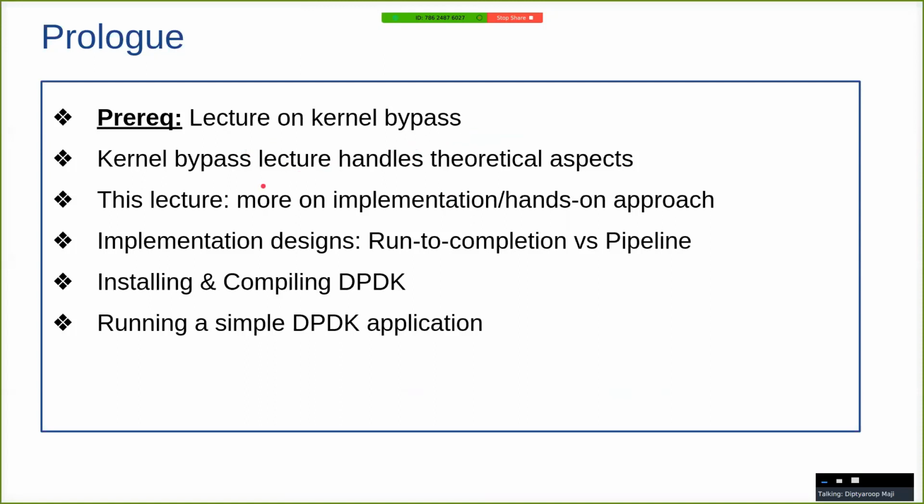While that lecture handles the theoretical aspects of kernel bypass and DPDK, this lecture is focused more on the implementation or hands-on approach on how to code a DPDK application, how to install and compile DPDK, and what are the designs that developers follow while coding and running a DPDK application. So in this lecture, we'll first talk about the implementation designs, then we'll see how to install and compile DPDK, and finally, we'll give a demonstration by running a simple DPDK application.